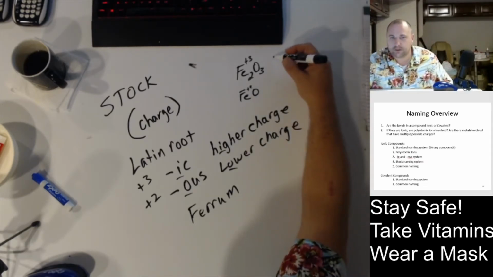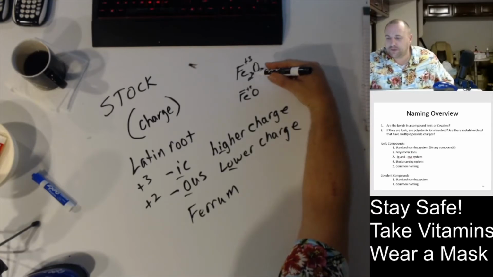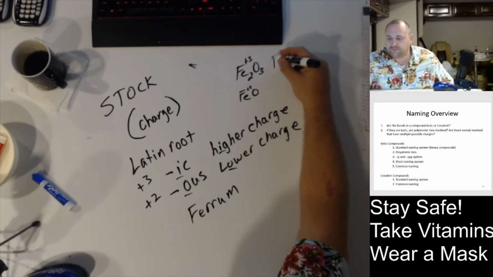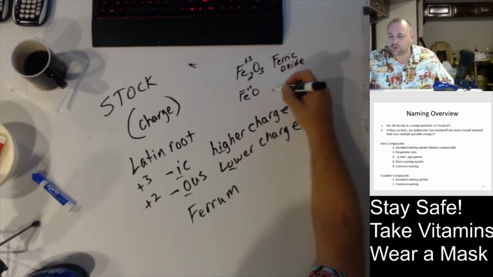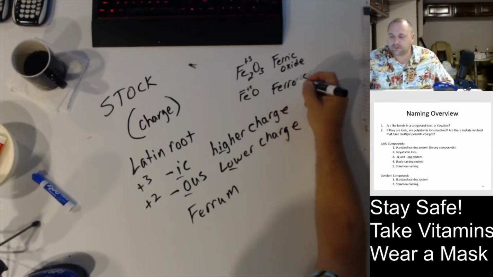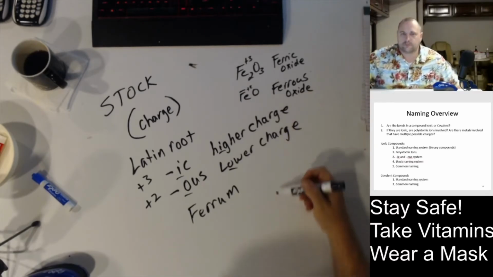just write it up here. So this one is a +3. This is ferric oxide. And this one would be ferrous oxide. All right.